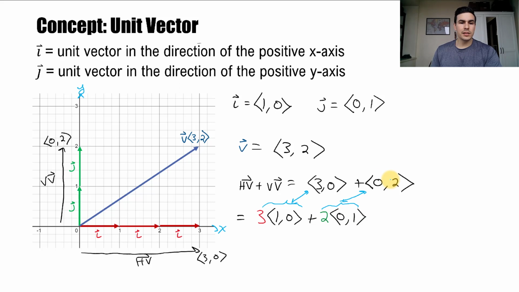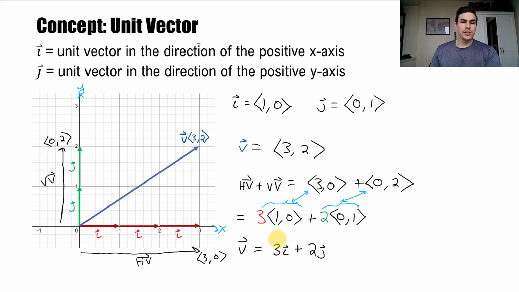Okay, so I'm just representing this in a little bit of a different way to show you that we have 3 times this 1, 0. Well, 1, 0 is the component form for our unit vector i, right? Plus 2 times 0, 1, which is the unit vector j component form. So I'm going to go ahead and substitute in i and j where I see 1, 0 and 0, 1. And I can actually represent v in terms of i and j as 3i plus 2j.